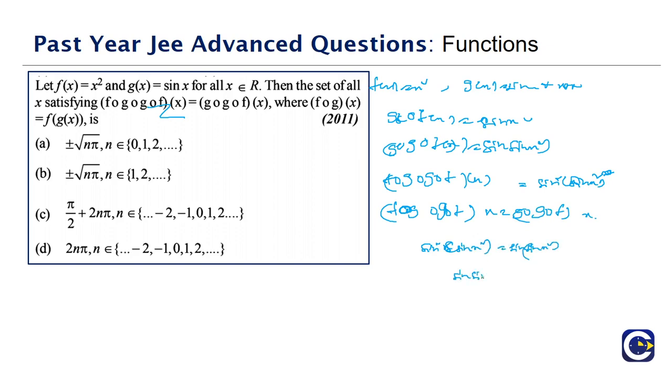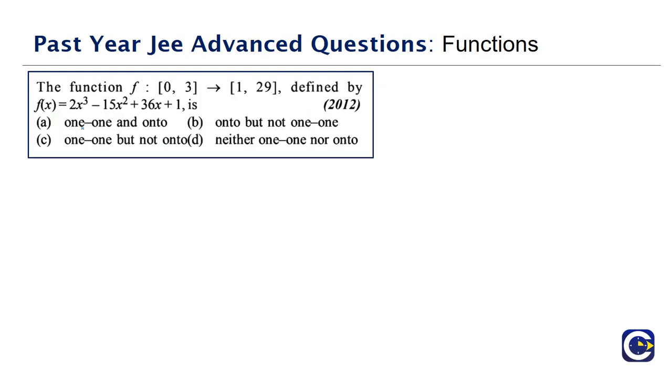So sin x square is equal to 0 or 1. Sin x square is equal to n pi or (4n plus 1) into pi by 2, where n belongs to Z. So sin x square is equal to 0. Therefore x is equal to root n pi. So the answer for this question is plus or minus root n pi, where n belongs to 0, 1, 2 and so on. Moving on to the next question.